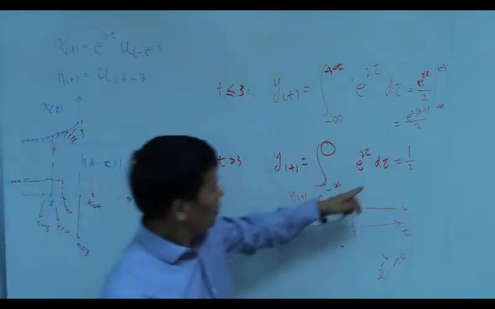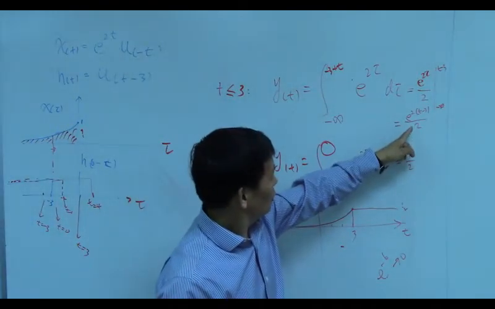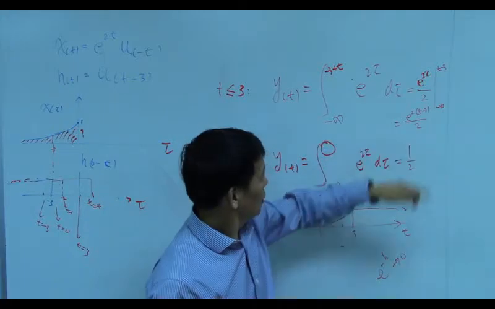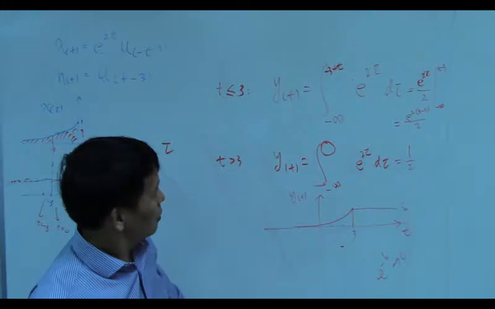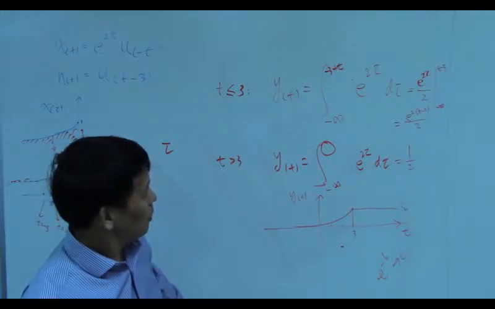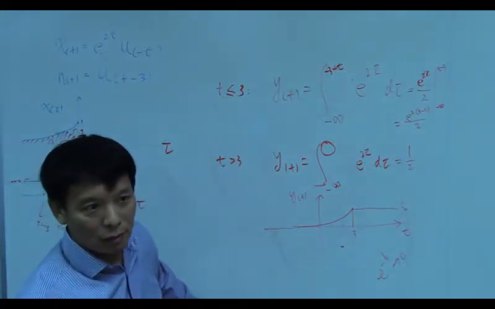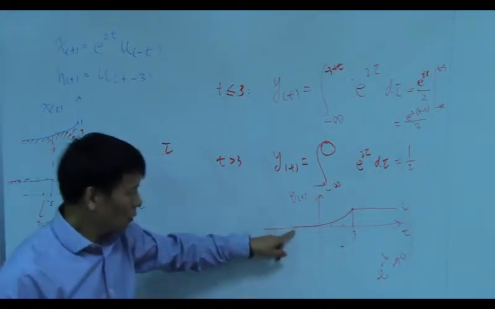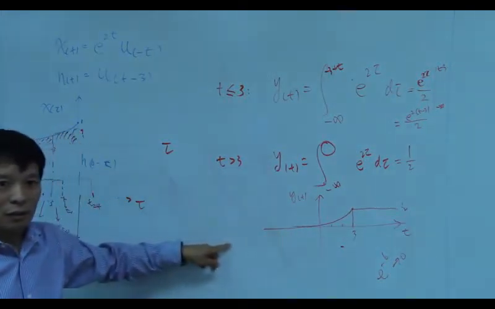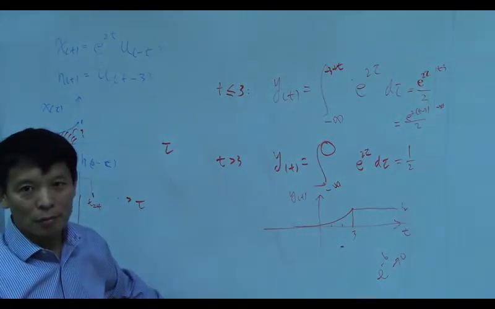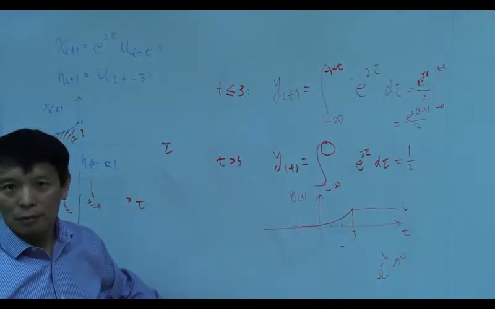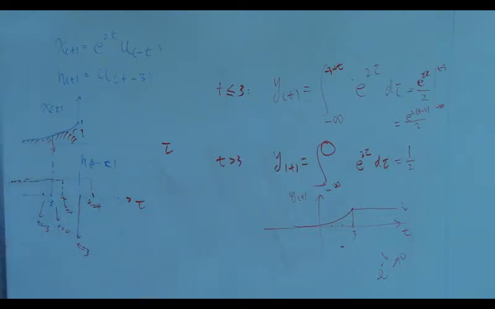And when t equals negative infinity, that will be equal to 0. It only equals 0 when t equals negative infinity. So the output looks like this. Anyone get this correct? Close?